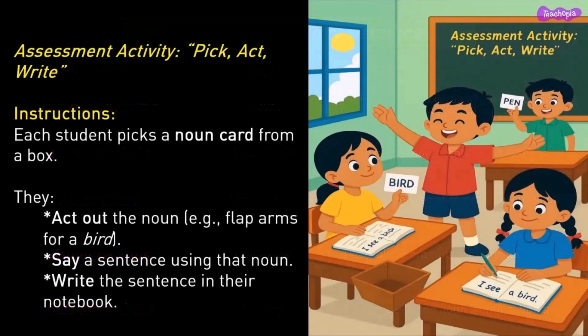The assessment activity for this particular grade is Pick, Act, Write. Each student picks a noun card from a box. They act out the noun, for example, they flap their arms for a bird. They say a sentence using that noun and write the sentence in their notebook.